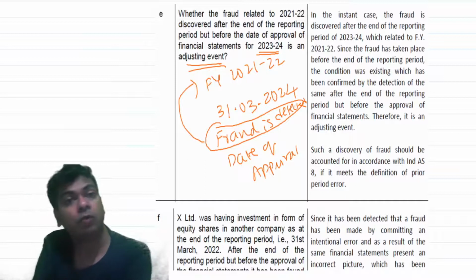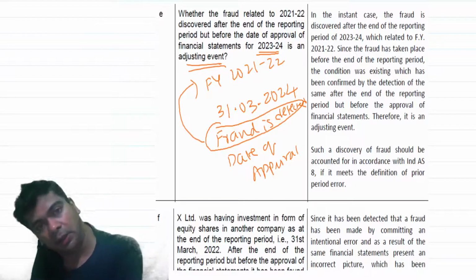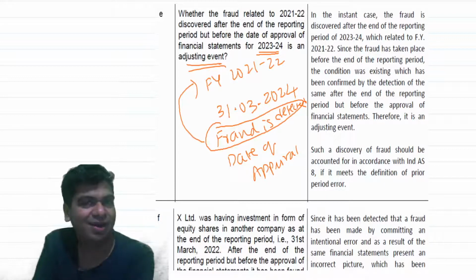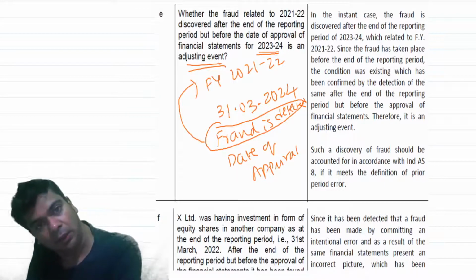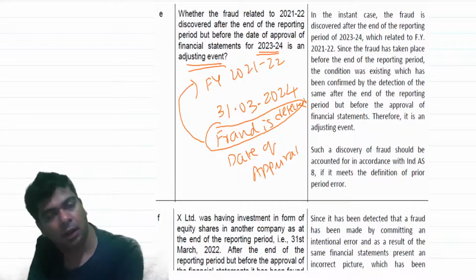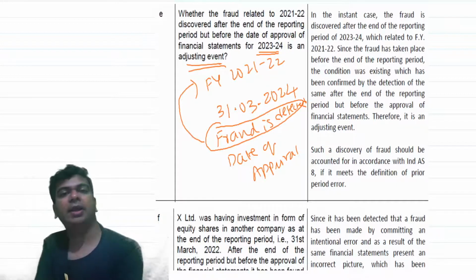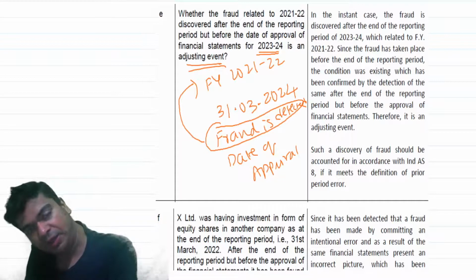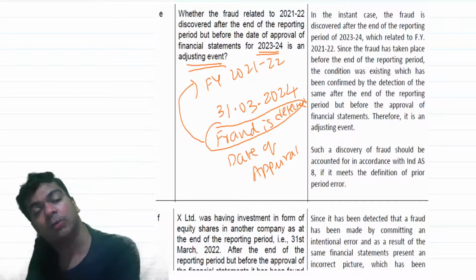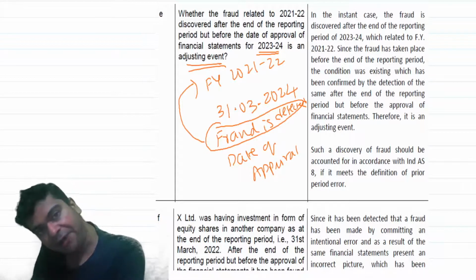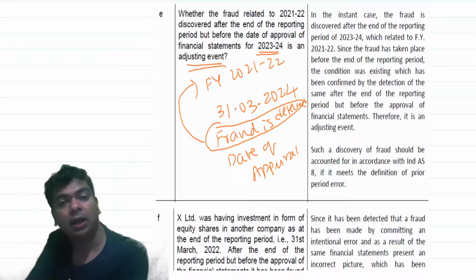But the fraud was going on as a fact on the reporting date. I believe the answer is very clear. It is nothing but an adjusting event. Right. And not only that, even Ind AS 8 can also be applied over here because frauds are normally considered as prior period errors. So accordingly, you may give the effect.